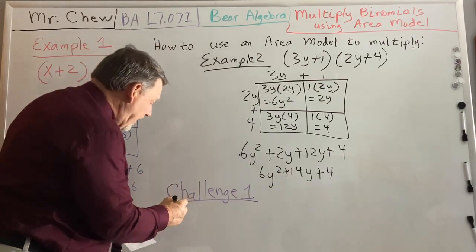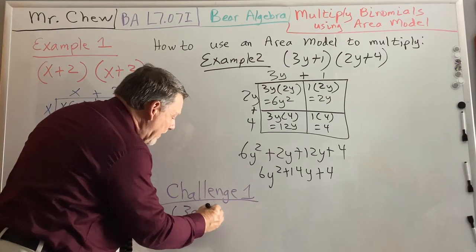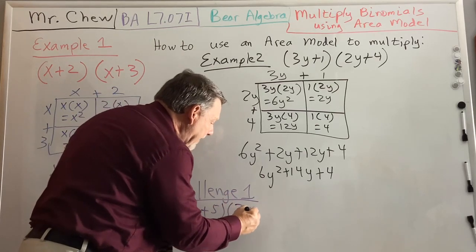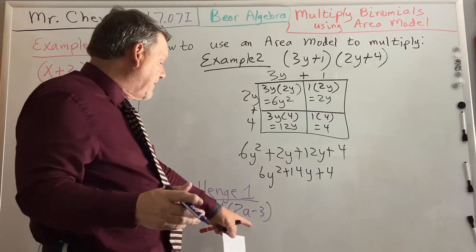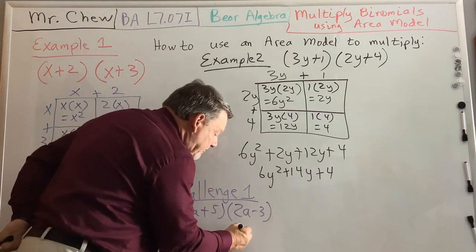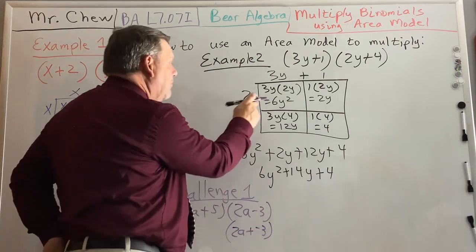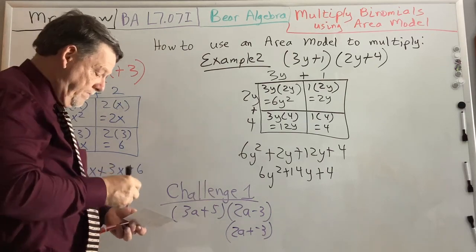So challenge 1, and then use an area model. 3a plus 5 times 2a minus 3. Oh no, what do you do with minus? Change it to plus and negative. So change this to 2a plus negative 3. It just makes it so much easier since we're using plus signs everywhere in our area model.